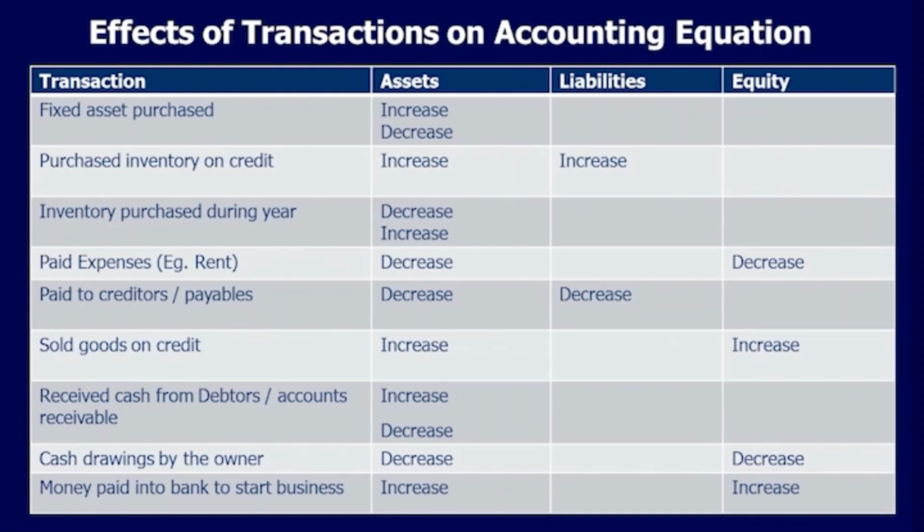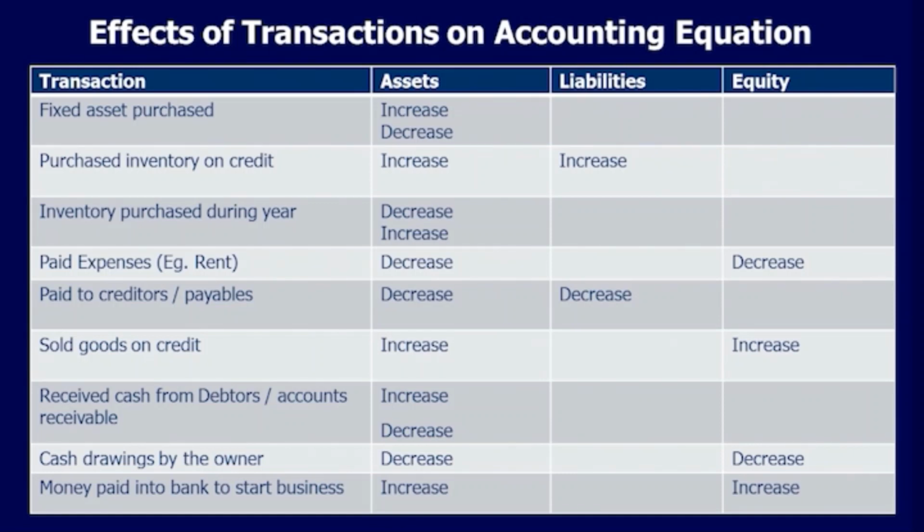Received cash from debtors. The double entry for this transaction, cash account debit, account receivable or debtors account credit. Therefore asset increases and asset decreases. There will be no change in the accounting equation after this transaction. Accounting equation would remain the same as before.